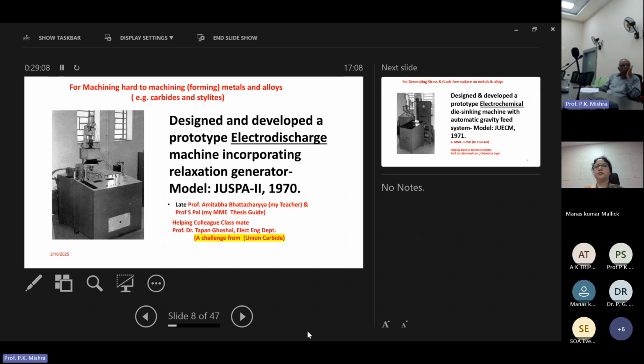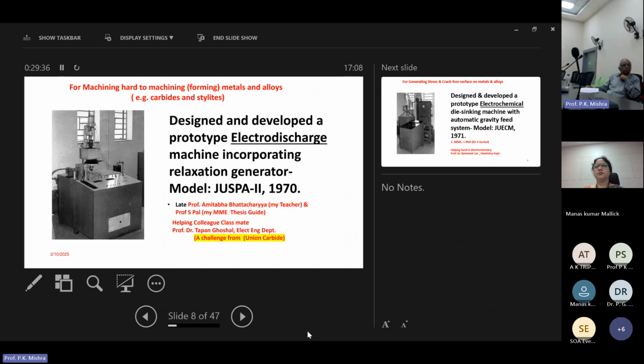And we started this one using relaxer generators, because at that time all the machines were using a relaxer generator, condenser charging, energy discharge, a mini lightning, so called. I'm not going into theory because that's a separate issue. And then we developed this one in the form of a machine, and this is probably the first machine.